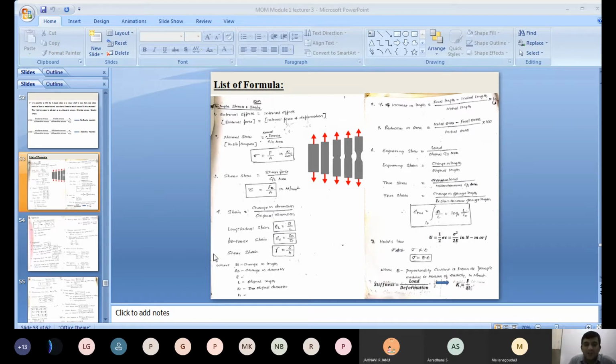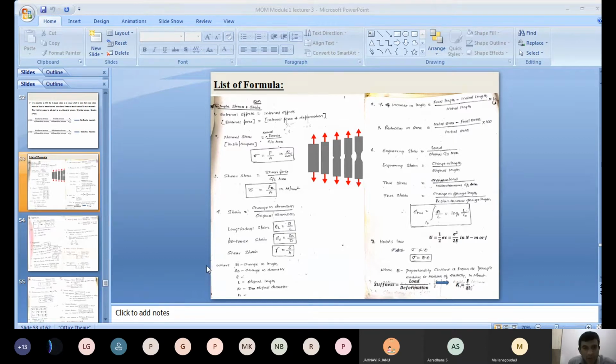If it is a circular cross section of the bar, its diameter will come here, the lateral dimension: change in diameter to the original diameter. Then comes shear strain. In shear strain there is no change in dimension. Here, a change in shape of the body takes place, which we represent as gamma. You can see that the square shape of the component is converted to a rhombus. How much angle is it converted by? That is angle gamma, that is delta by h. Delta is nothing but the change in its position.